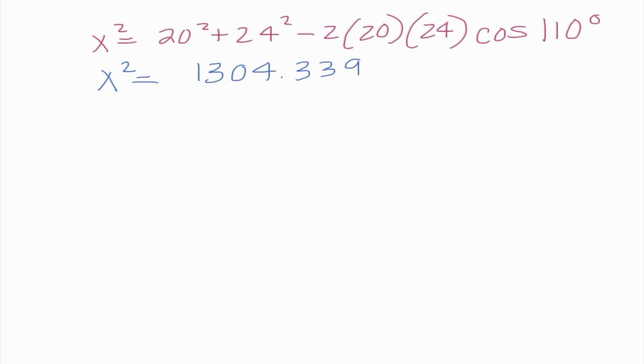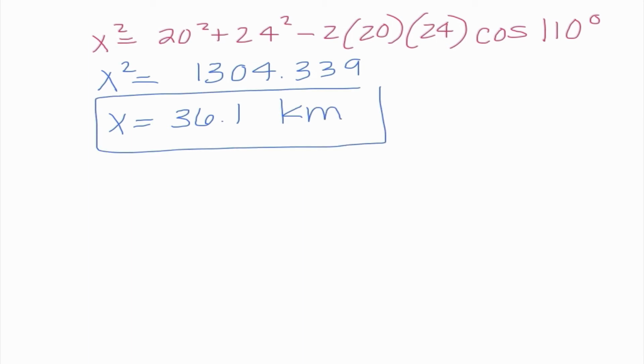So when I square root it, I get x equals 36.1 kilometers. And looking at it, this answer would be a reasonable answer because this is the largest side and we know it's opposite the largest angle.